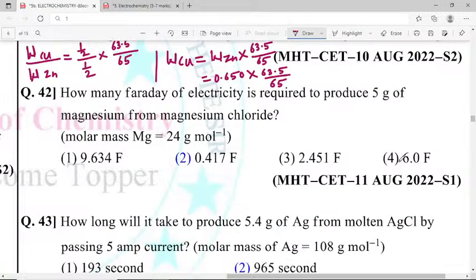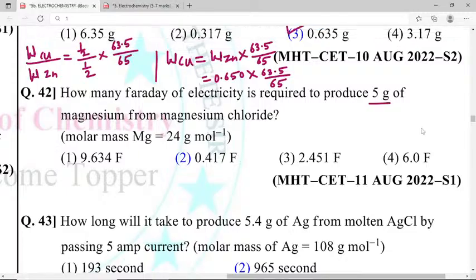How many Faradays of electricity are required to produce 5 gram of magnesium from magnesium chloride? So this is the 5 gram. First we have to calculate the mole. Mole is equal to how much? 5 divided by 24 mole. And 1 mole requires 2 Faradays. So 5 by 24 requires how much? 0.417 Faradays.